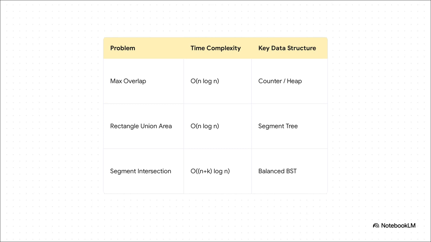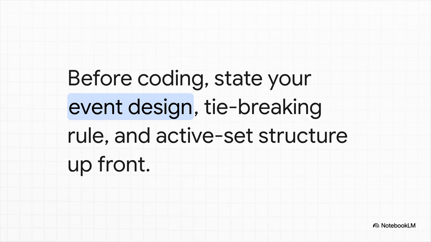Okay, if you take one thing away from this for your next interview, let it be this. When you get a geometry problem that smells like a line sweep, do not just jump into coding. Take a breath and state your plan out loud. Say, okay, I think I can solve this with a line sweep. My events will be the left and right edges. My critical tie-breaking rule is to handle start events before end events. And for my active set, I'm going to use a segment tree. You see? This shows a clear, structured thought process before you've even written a single line of code.